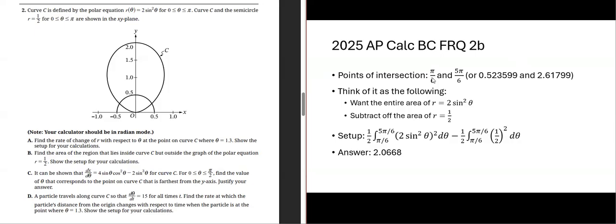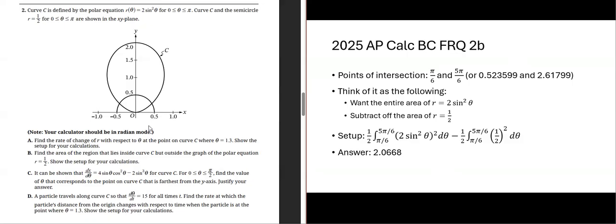If you do it by hand, it's pi over 6 and 5 pi over 6. It's nice when you do it by hand because you get the exact values right there. In the calculator, you probably get a decimal, so keep enough decimal places, at least 5, I would say, like I did over here. All right, so this is how we think about how to solve this one.